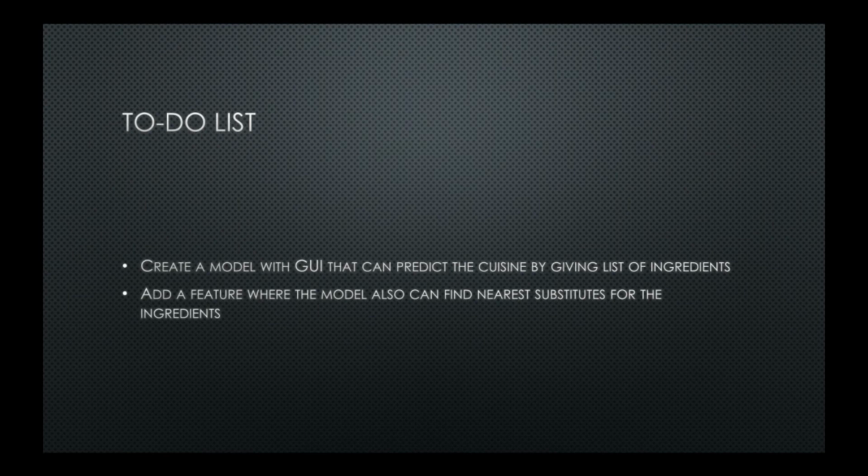Okay, to-do list. I wasn't actually able to create a final product, which I thought I would. But I did have the functionality set up with the training data, but didn't get to do it with the classifier so that I can use the test data and predict and see the accuracy. And then I think later I should add a feature where the model can also find nearest substitutes for the ingredients.